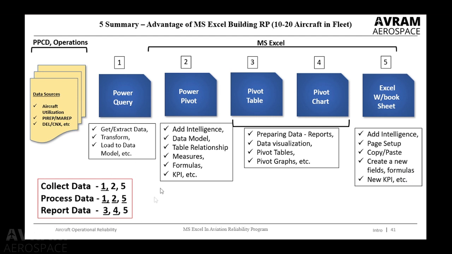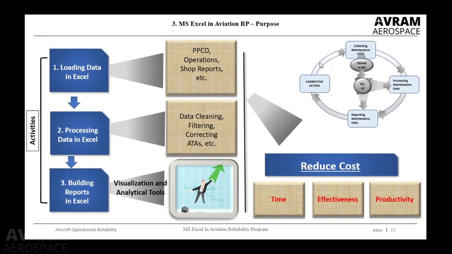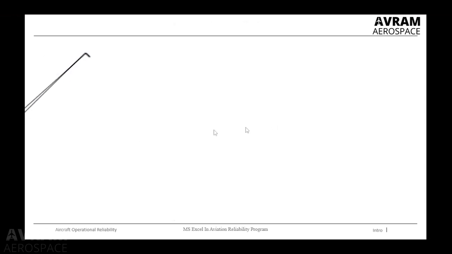I try here, in this red box, to connect activities. I'm going to remind you what activities we are talking about. Here are the activities from the model perspective. Very simple. Number 1, loading data in Excel or data collection. Number 2, data processing. Number 3, building reports. Collection, processing, reports. Very simple.